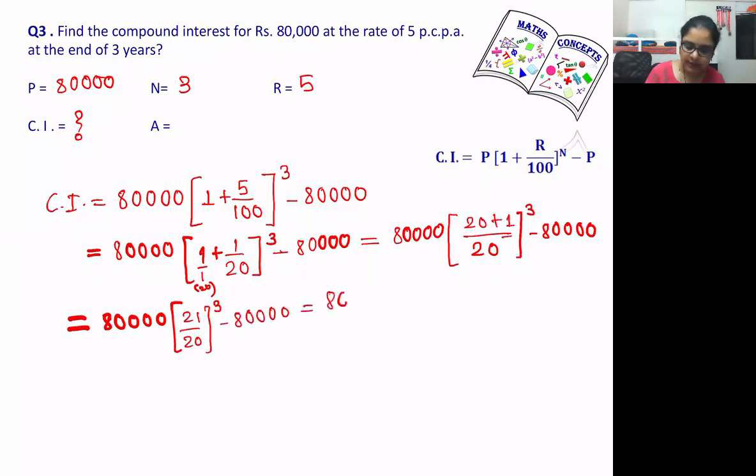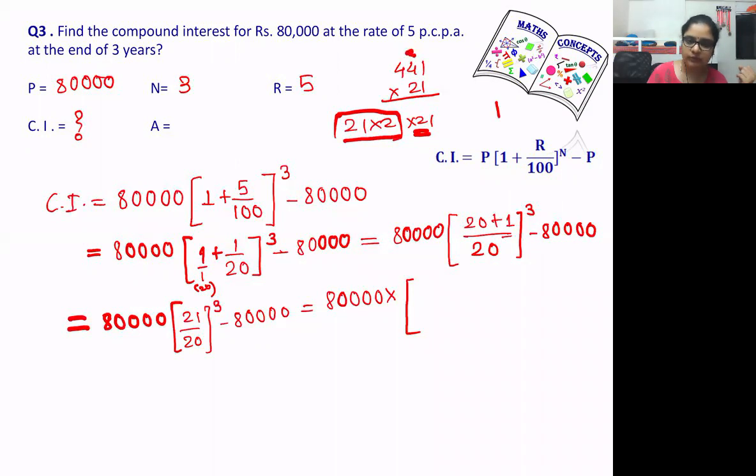Equal to 80,000 multiplied by, now what is 21 cube? Did everyone find it out? We know 21 square from the last example, right? It was 441. So 441 into 21. 21 cube means 21 into 21 into 21, right? So I'll do this: 21, 441. I know this multiplication, so I'll just multiply 441 by 21 to get the cube. 9,261? Yes, I think it is correct. 21 ones are 21.